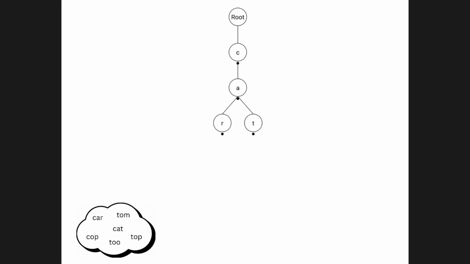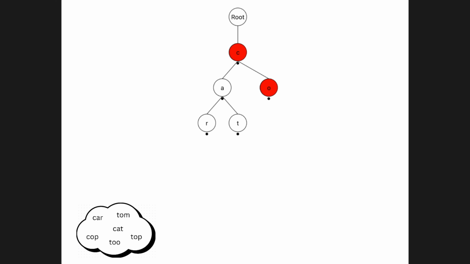The third word is cob. Starting with C, it already exists under the root, so we move to it. Next is O. C doesn't have any child node with O, so we add a new child node for O. Then we have B. Since O has no child with B, we add a new node for B under the O. We will continue inserting the remaining words using the same logic.